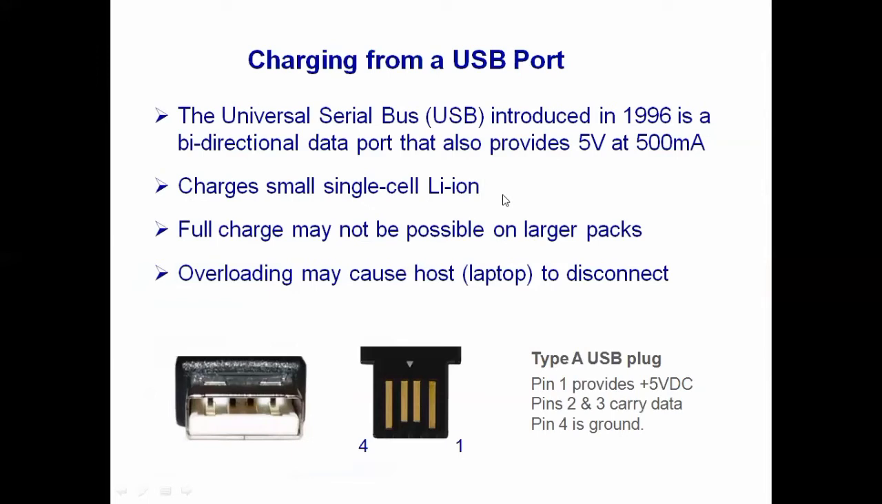Charging from USB ports. In this way also, we can charge batteries. The Universal Serial Bus, introduced in 1996, is a bi-directional data port that also provides 5 volts at 500 mA. So with USB ports, we can maintain 5 volts at a current rating of 500 mA. It charges small single-cell lithium ion batteries. Full charging may not be possible on larger packs, so limited charging is possible on USB ports. Overloading may cause the host to disconnect. That is the disadvantage of charging using USB ports.